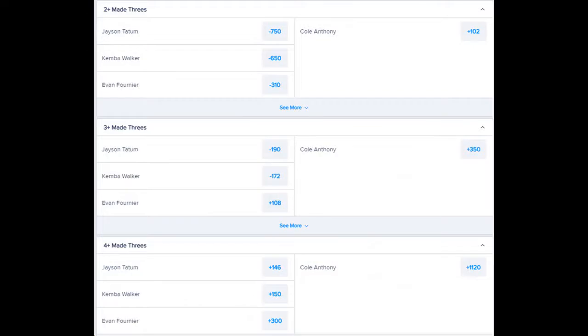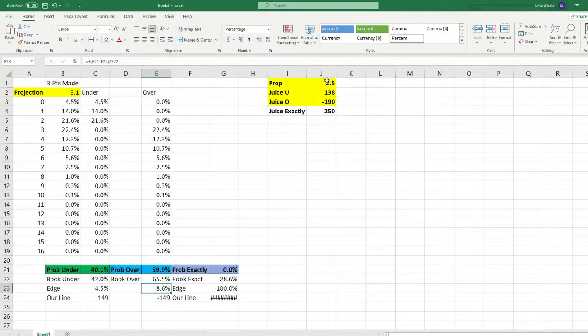Perhaps we'll get a better price at 3+ made threes. But we see that price is at minus 190. You should now know in your head that's the same exact bet DraftKings was offering us, at least on the over side. Because in order for 3+ made threes to hit, that is the same as a 2.5 threes over under. So we know that minus 177 was not a fair line. So minus 190 is certainly not going to be good at all. If we do the calculation, we see 2.5 on the prop, the juice of minus 190. The book is giving us a probability of 65.5%. That gives us a negative 8.6% edge, which obviously is not in our favor.